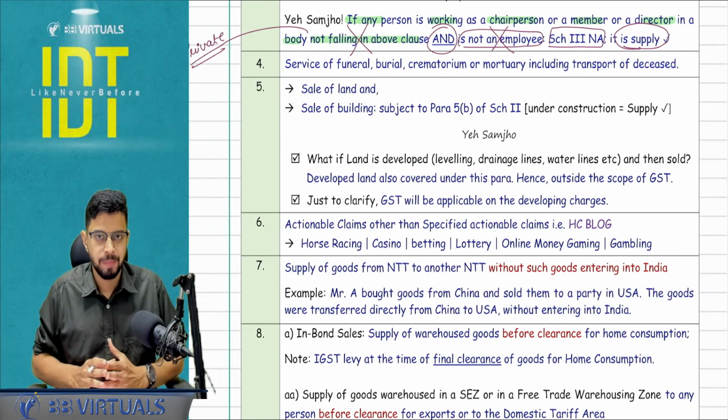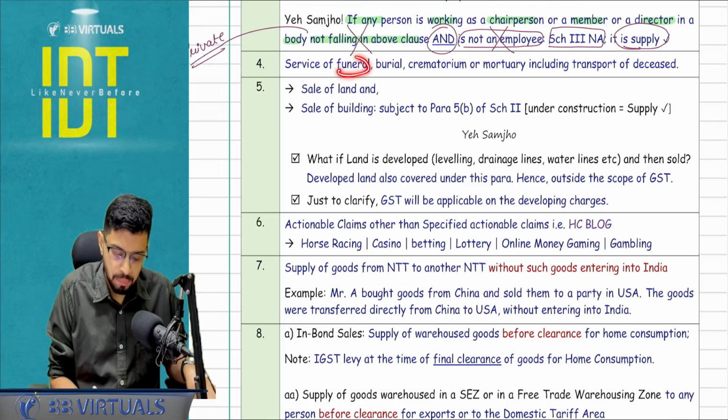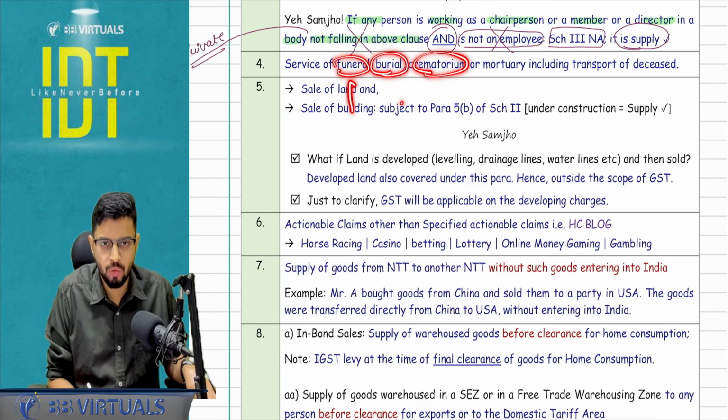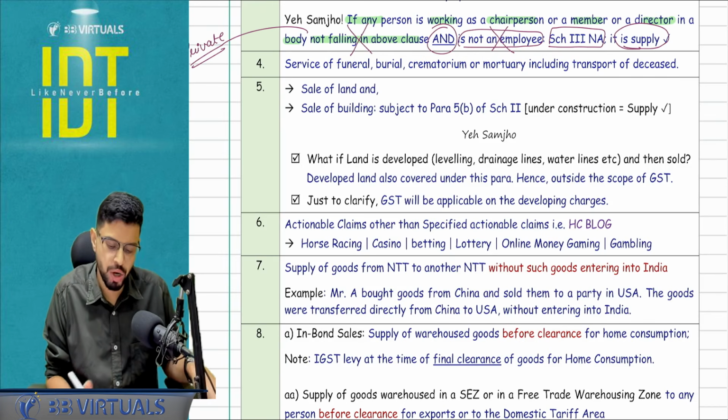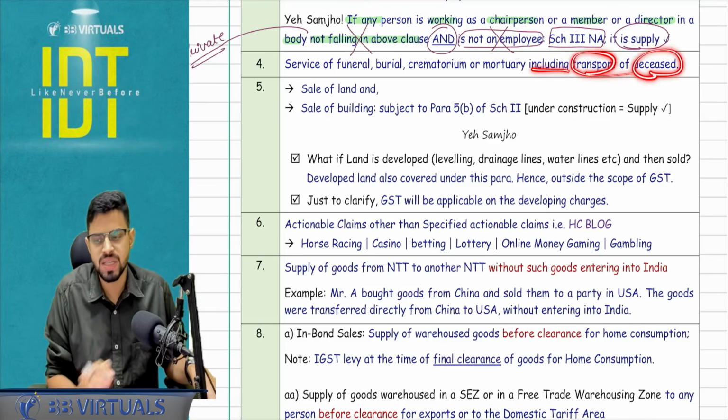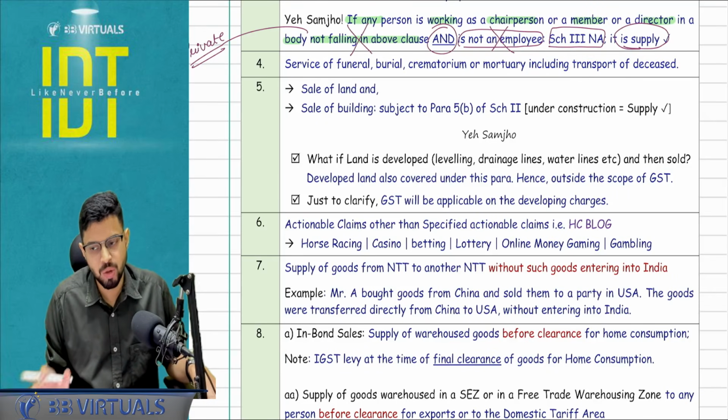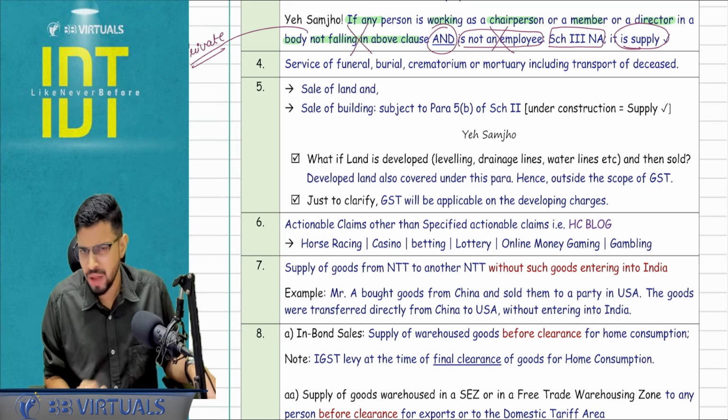Death related. Funeral, burial, crematorium, depending on what religion you follow. Mortuary services, keeping the deceased body, including the transport of deceased. Everything is outside the scope of GST. It is non-supply. Everything is non-supply.